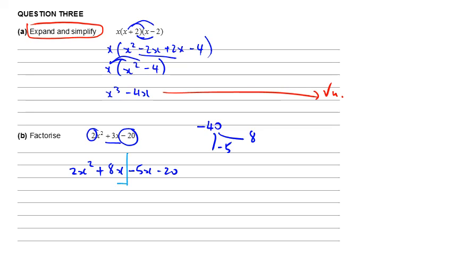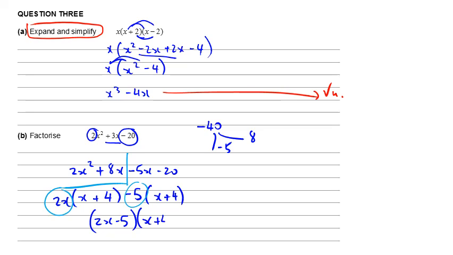Then we factorize the first two parts there. What's the common factor with 2x squared and 8x? We take 2x out the front, which leaves me with 2x bracket x plus 4. I want this bracket to be exactly the same, so I have to multiply that by negative 5 to give me negative 5x minus 20. And now these ones here form my other bracket, so I get 2x minus 5 times x plus 4. Again, an achieved tick.